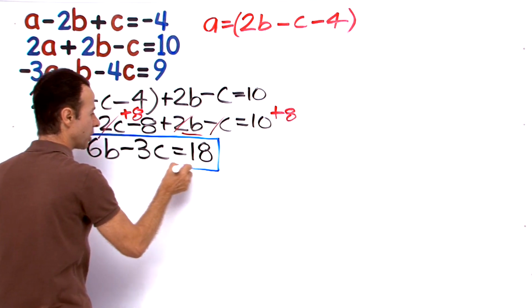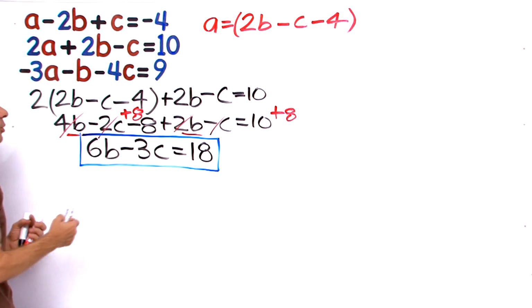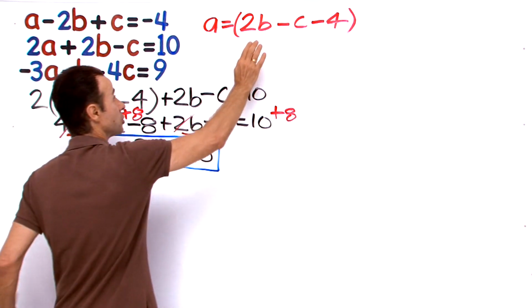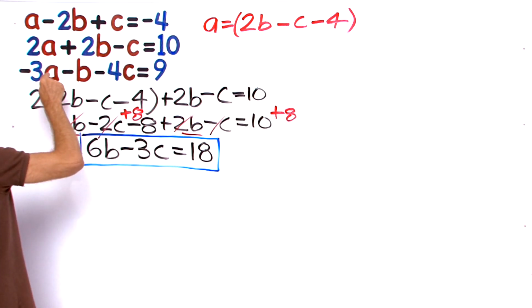Now this has only got two unknowns, B and C. So we need another equation with two unknowns, and that's what we're going to do, the same process. We're going to substitute A here, A equals 2B minus C minus 4, and replace it right there for the minus 3A.